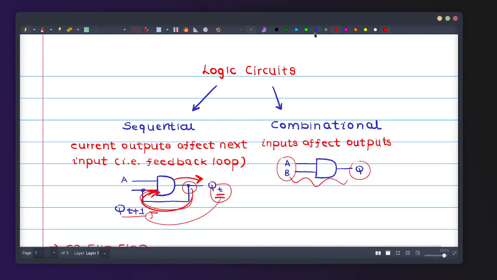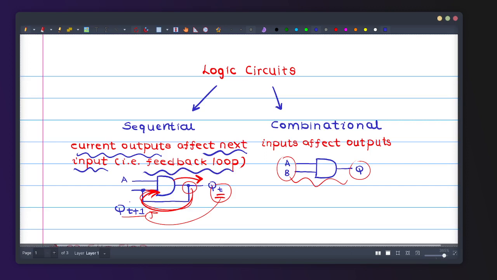So the idea is, combinational logic has inputs that immediately affect outputs, and those inputs have sole responsibility over the outputs. Sequential logic, on the other hand, has current outputs that affect the next input, which means that there is a feedback loop where the outputs affect the inputs once again. And that is the introduction to what logic circuits are and their categories, being sequential and combinational. In the next video, let's talk in detail about sequential logic circuits, specifically SR latches and JK flip-flops.